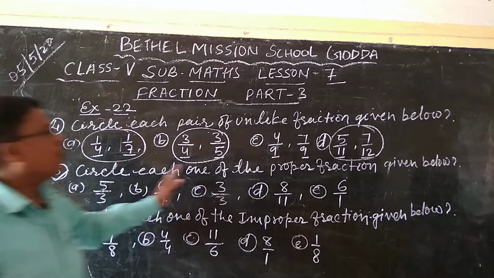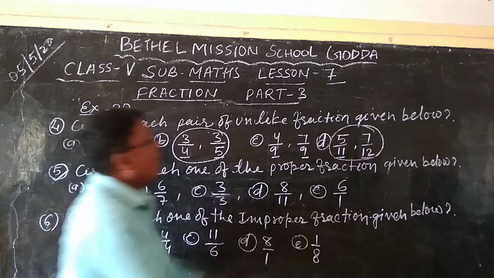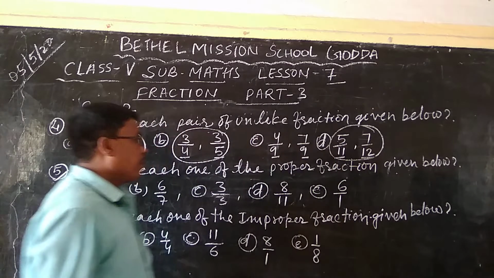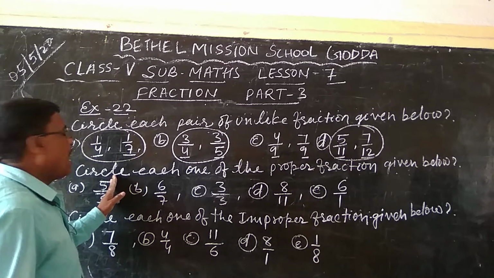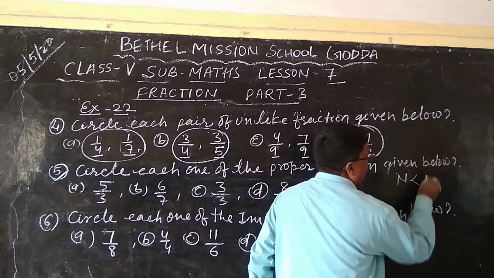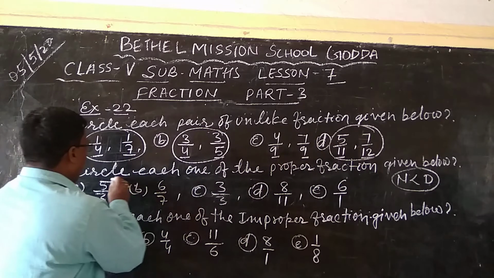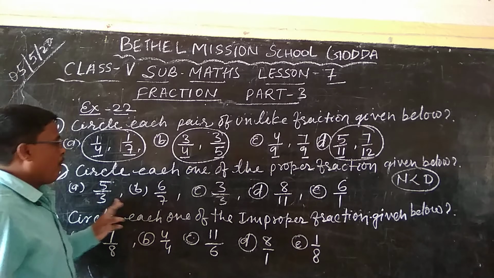Circle each one of the proper fractions given below. What are proper fractions? A proper fraction means the numerator is always less than the denominator. So 5 is more than 5... so this is what? Not a proper fraction.